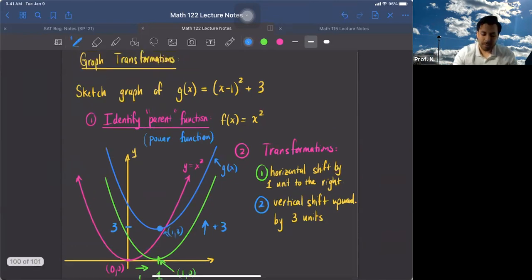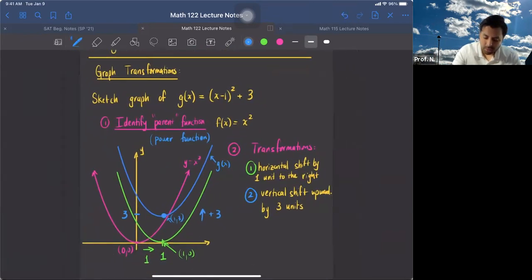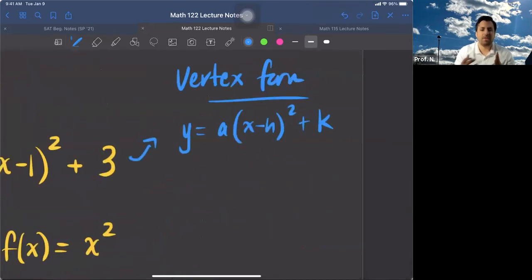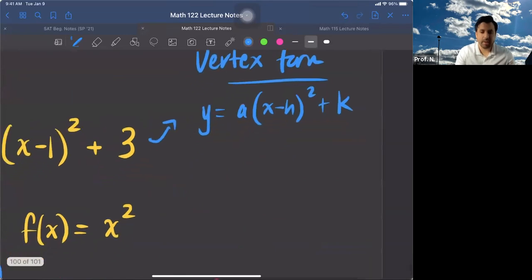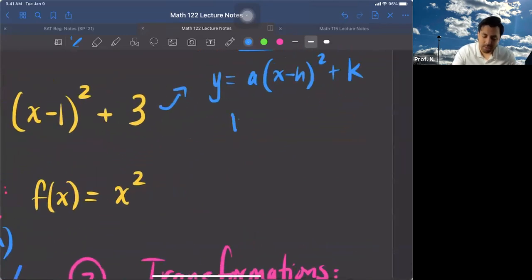And this is just a little side note. For those of you who remember the vertex form of quadratics, it's a(x minus h) squared plus k. Do you see how this expression represents a transformation of x squared? And that's why they ask, what's the vertex? We're going to talk about this next time. The vertex is (h, k). Do you guys remember this?